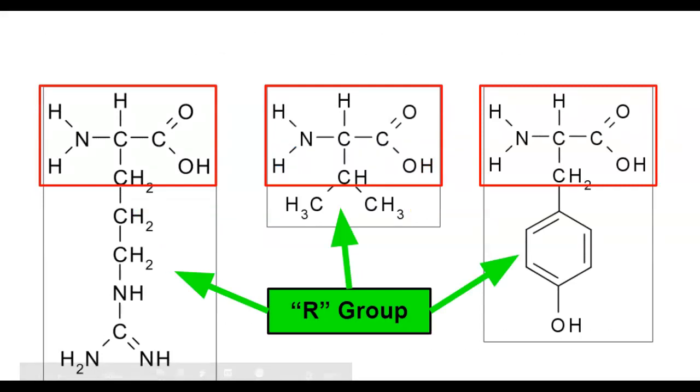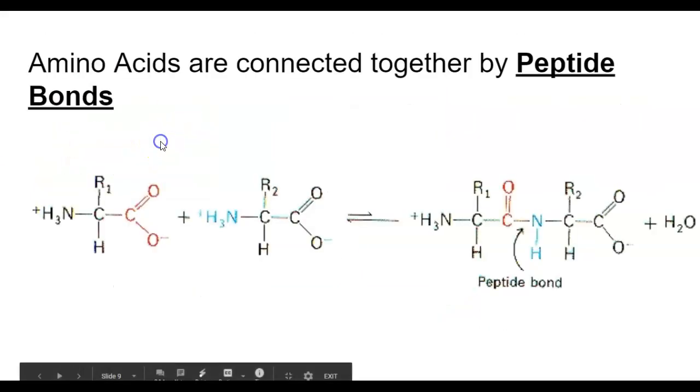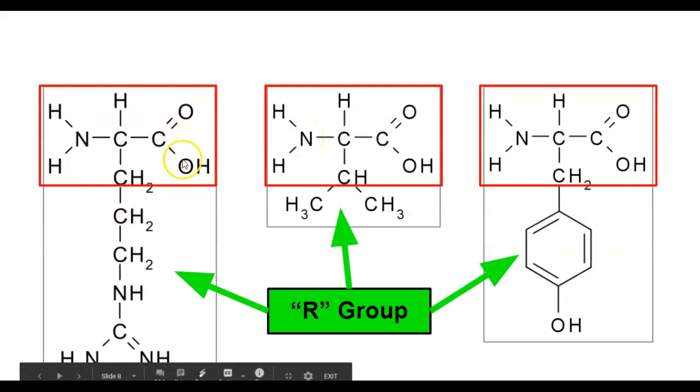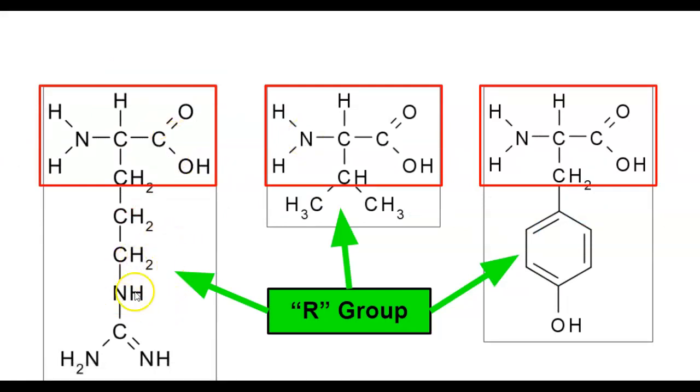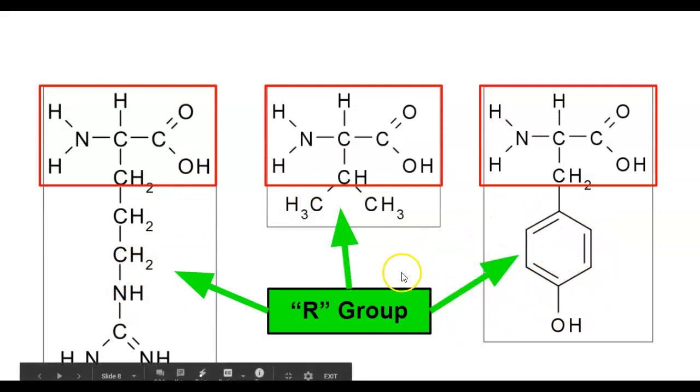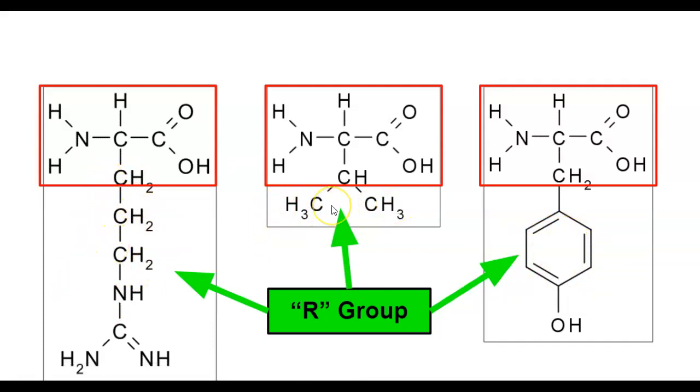So notice, right, I have the box around what makes all of them similar. Oops, sorry guys. And then the R group is all the rest. And there are lots of different amino acids. There's 20 amino acids, over 20, and the R group is all different on them. Some of them have hexagons, some of them have long chains, some of them are short. And remember, amino acids make up proteins. So these are the molecules we connect together to make proteins.